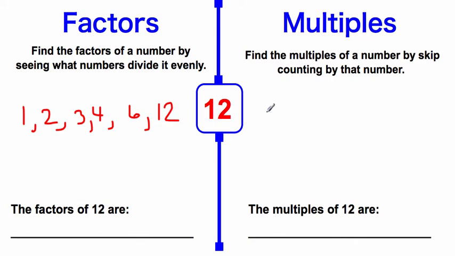So the multiples of 12, again, we're going to count up by that number. So 12, 24, 36, and we could keep going and going, but we'll just list the first couple. So you need to remember the difference between factors and multiples.